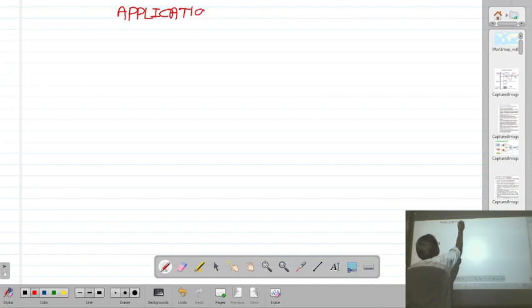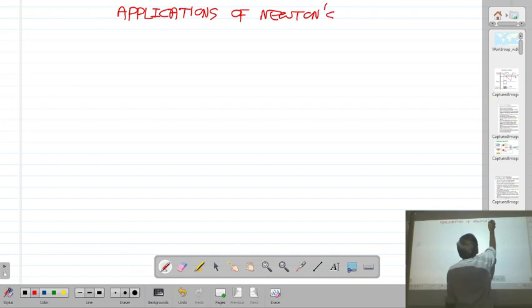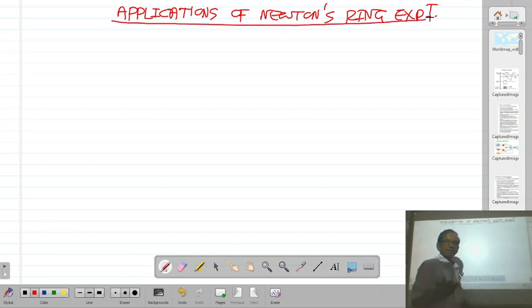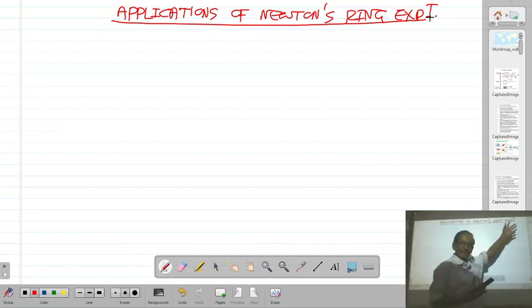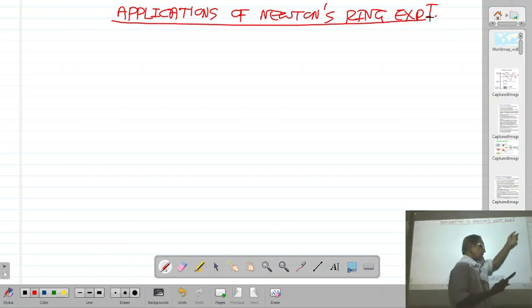Next article is very important. That is the last article of Newton's ring: the applications of Newton's ring experiment. What are the uses? Or you can say, what are the applications of this Newton's ring experiment?